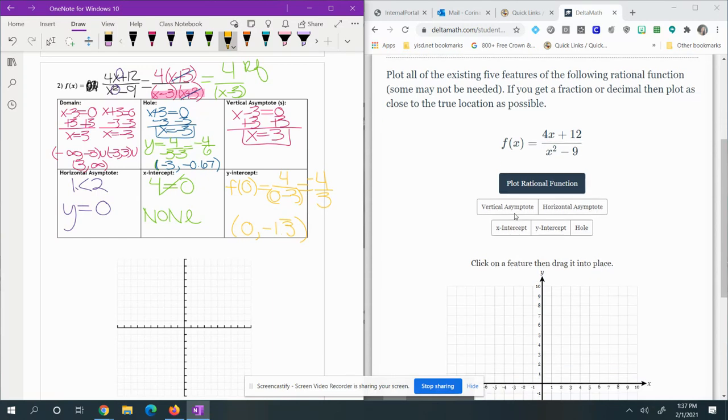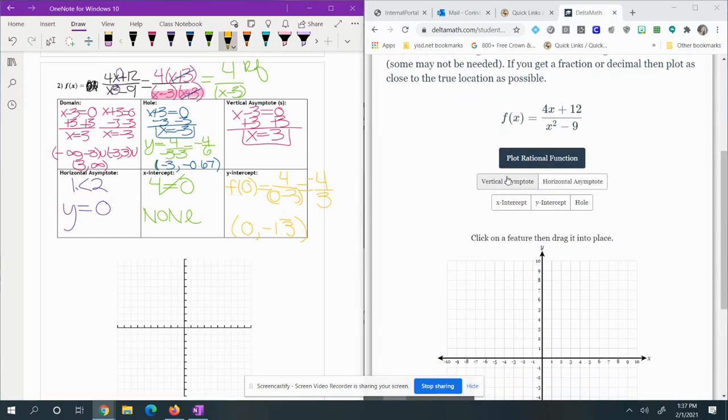So if we look here, let's start off with our vertical asymptote. We said our vertical asymptote was at x equals 3. So here I'm going to drag this all the way to a positive 3. My horizontal asymptote, we said it was at y equals 0, so I'm going to drag that down to 0. My x-intercept, we don't have one, so I'm going to skip that. Oh, let me unclick it, because do you see how I clicked it and it appeared right here? So I need to unclick it. There's no x-intercept.